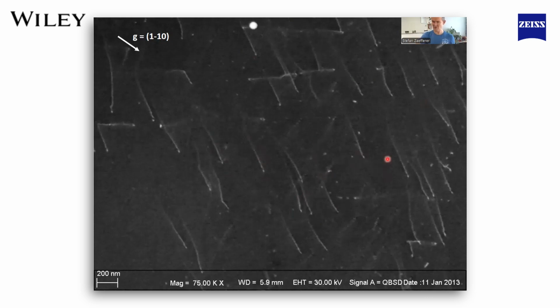Now, we see here a number of dislocations, and I would like to point out what we see. But before that, let me shortly show you the width of such a dislocation line.